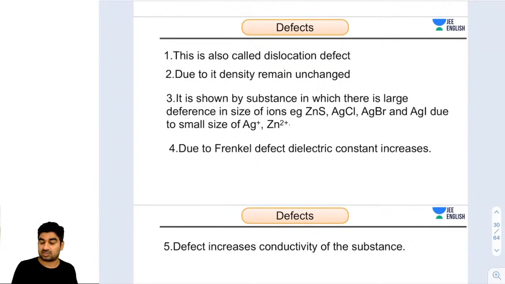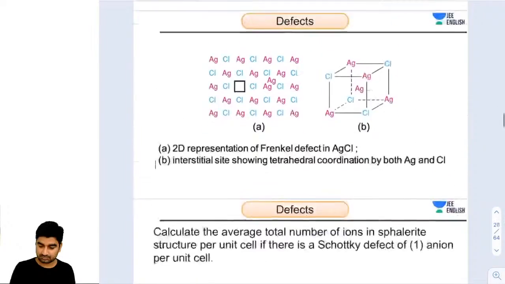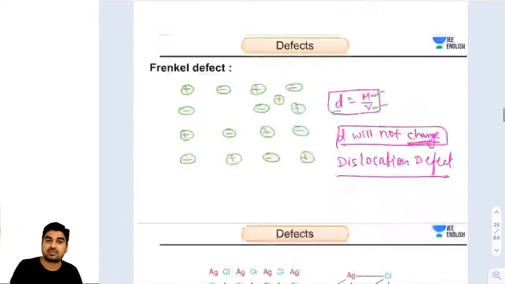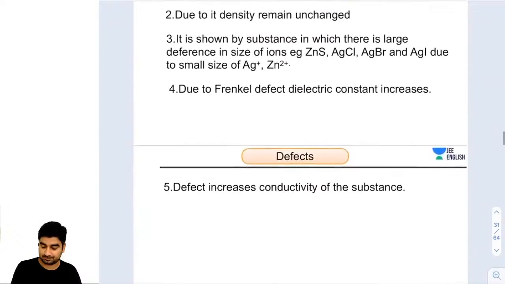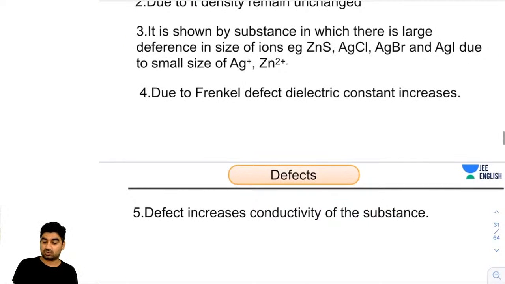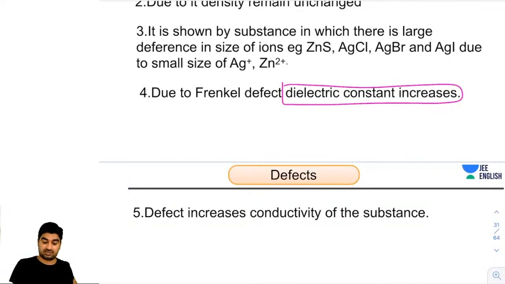Yes. Now I'm coming to the next point. You can find here AgBr in Frenkel, and this AgBr was also present in the Schottky defect. So guys, AgBr can exhibit both types of defect, Schottky as well as Frenkel. Why? Because the ratio of the size of Ag plus to Br minus is almost like this. It is neither very small nor very large. So it can exhibit both types of defect. Guys, note it down. This line is from NCERT. Due to Frenkel defect, the dielectric constant increases. Very important, and I personally think in JEE Advanced this year or next year or after next year, this problem will definitely be asked.